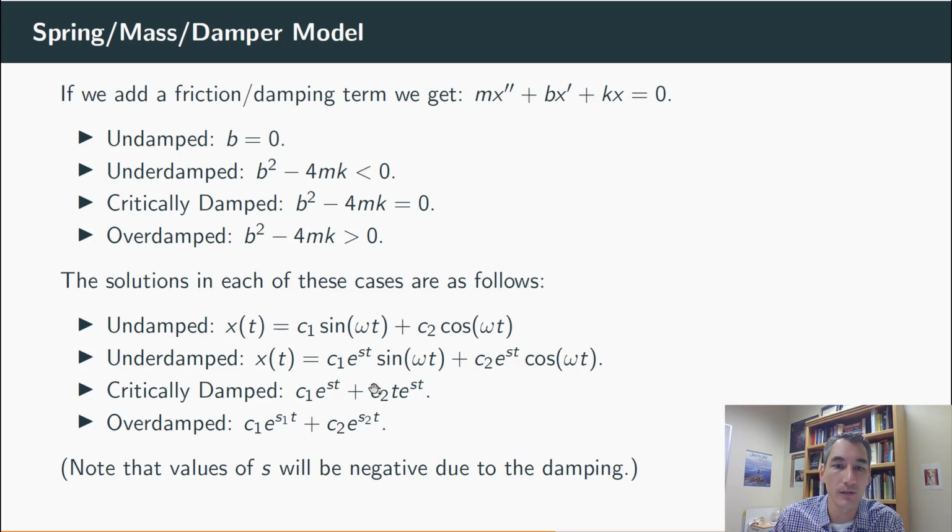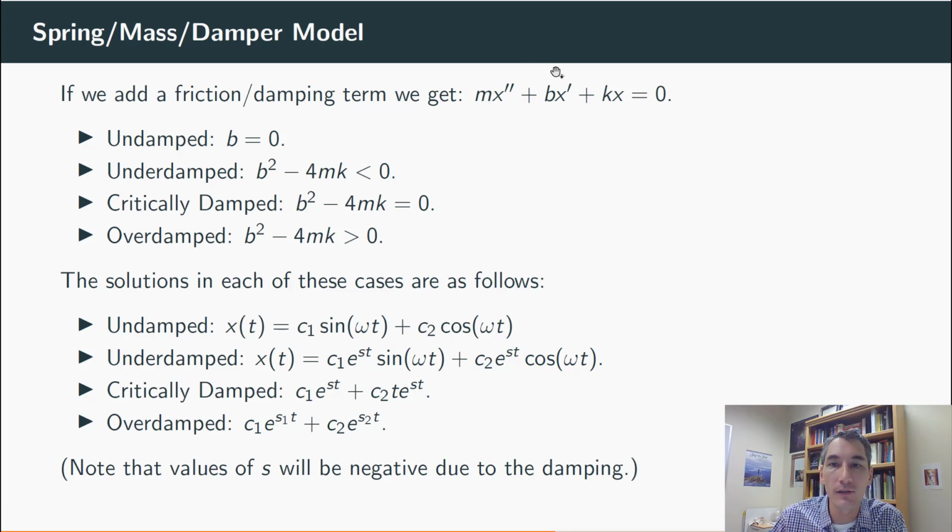You get a complex solution, and we saw that you can write this as e to the st sine of wt, e to the st cosine of wt, where s and w come out of the quadratic formula. Critically damped, you get the double root, and so you get e to the st and t e to the st, where s is that double root. And then overdamped, you're going to get two real roots, s1 and s2, so you get e to the s1t and e to the s2t.